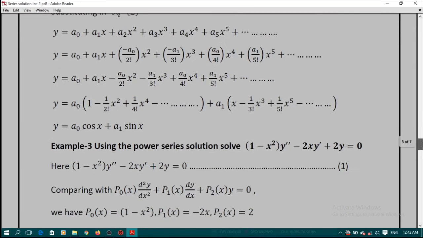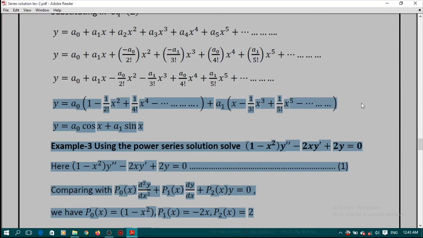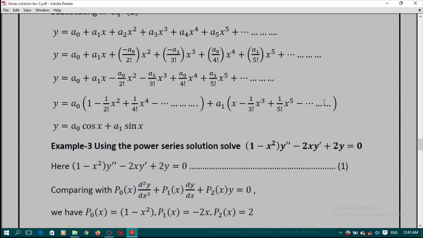Now further, you can write it. This is a Maclaurin series of cos function, and this is a Maclaurin series of sine function. So you can write it as y is equal to a0 cos x plus a1 sin x also. But if you don't remember this Maclaurin series, then you can simply write this as a solution.